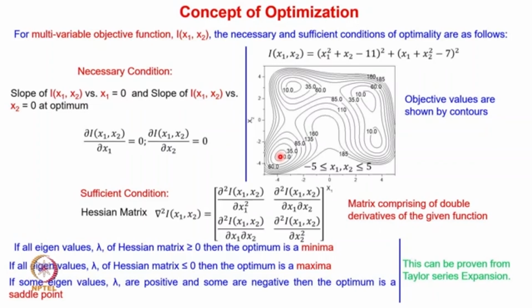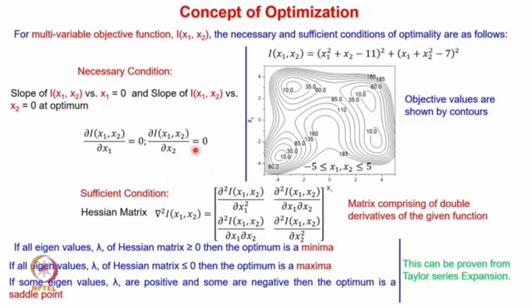Now what are the optimization conditions when we look at the multivariable problem? Whenever we have a multivariable optimization problem, we have to differentiate the function with respect to all the variables. We take the partial derivative of the objective function with respect to individual variables, and we equate that to 0. So the necessary condition is: slope of I(x1, x2) versus x1 equals 0, and slope of I(x1, x2) versus x2 equals 0 at optimum. So at optimum, dou I by dou x1 and dou I by dou x2 both equal 0. That is the necessary condition.